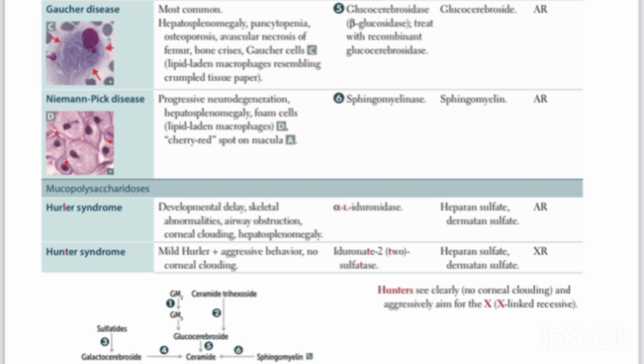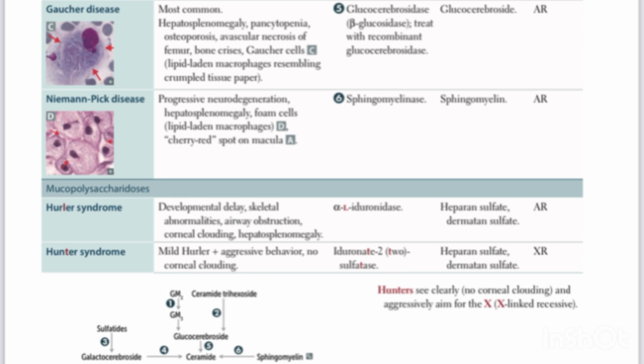Gaucher's disease. The enzyme deficient is beta glucosidase. We saw alpha glucosidase deficiency in Pompe's disease. Beta glucosidase deficiency is seen here in Gaucher's disease. The substrate accumulated is glucocerebroside. It is also autosomal recessive inheritance. Most common: hepatosplenomegaly, pancytopenia, osteoporosis, avascular necrosis of femur, bone crisis, Gaucher cells. Here the image shown is of Gaucher cells, lipid-laden macrophages resembling crumpled tissue paper.